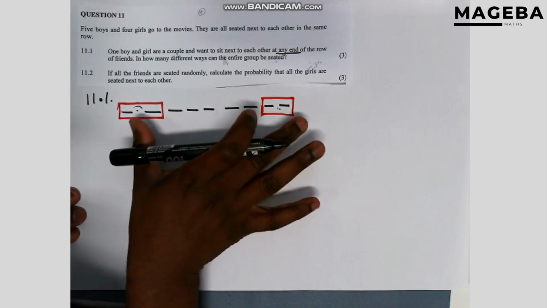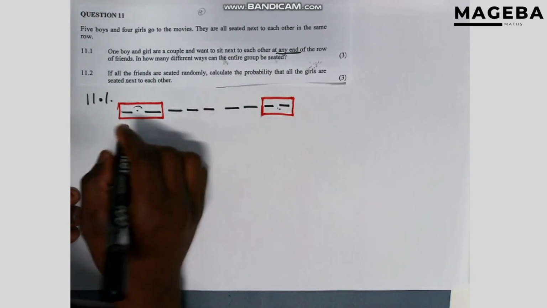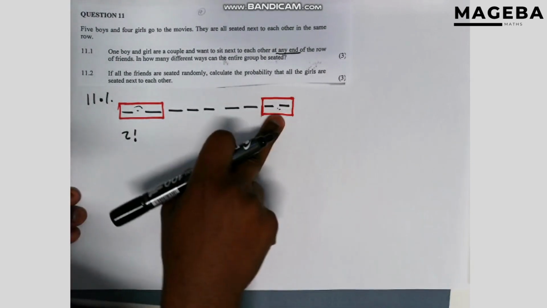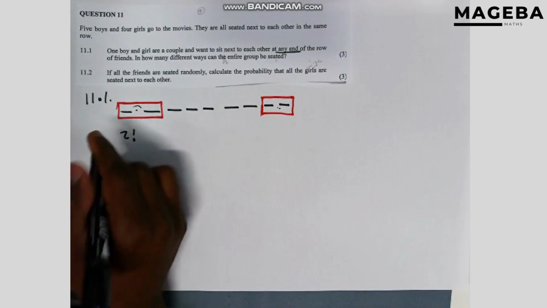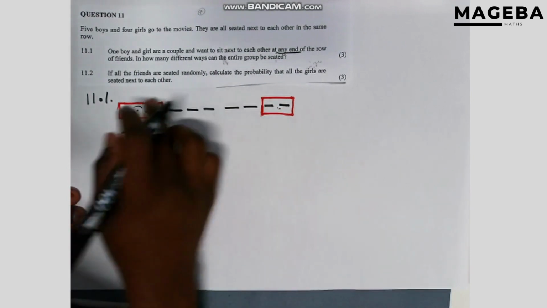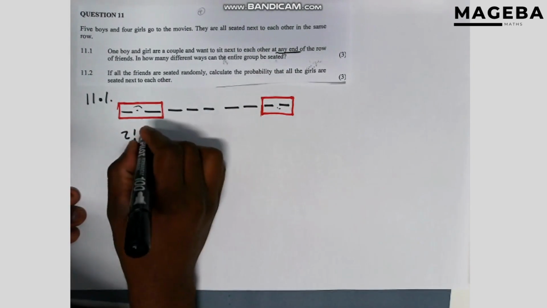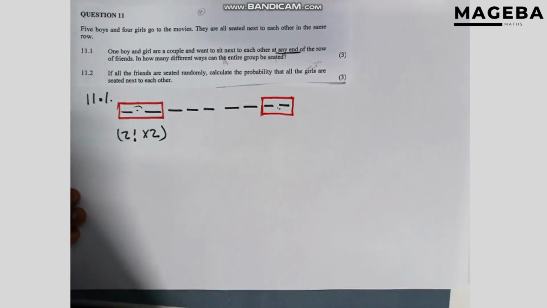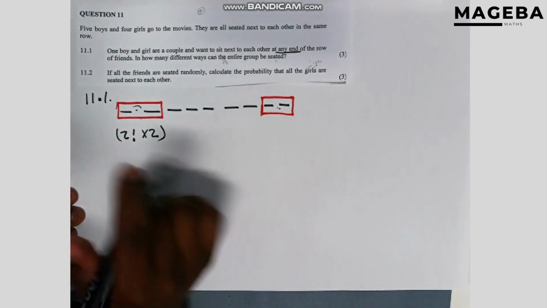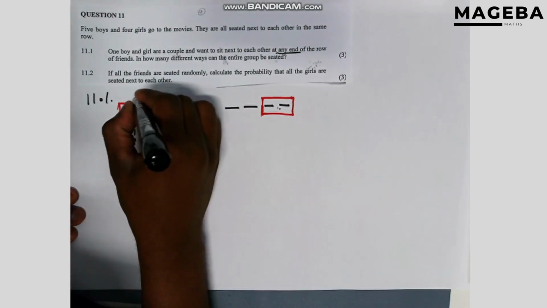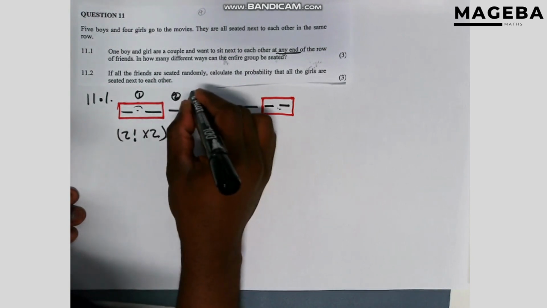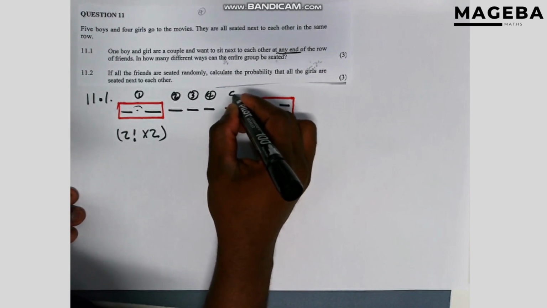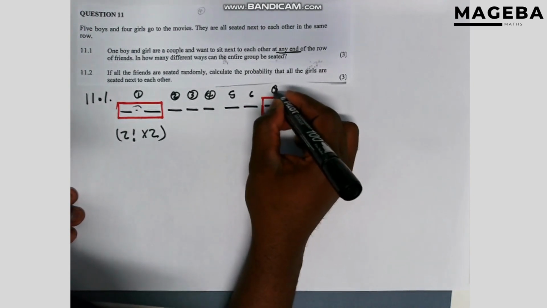So let's first calculate what is happening between two of them. Obviously there are 2 of them, so it's 2 factorial. But what is happening here is also going to happen here, so we're just going to times this, because this thing is happening 2 times. And then after that, if we now count, we have 1, 2, 3, 4, 5, then 6, and then 7.